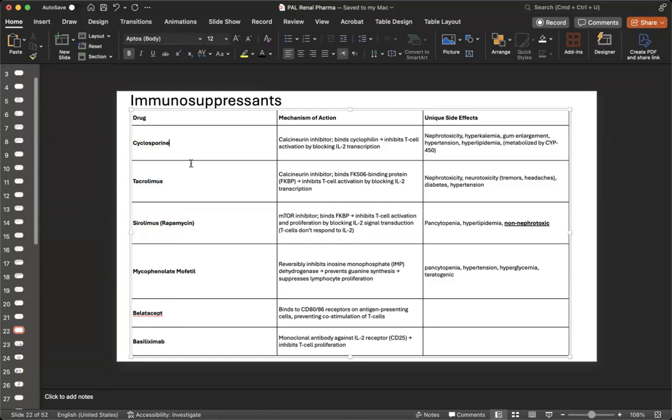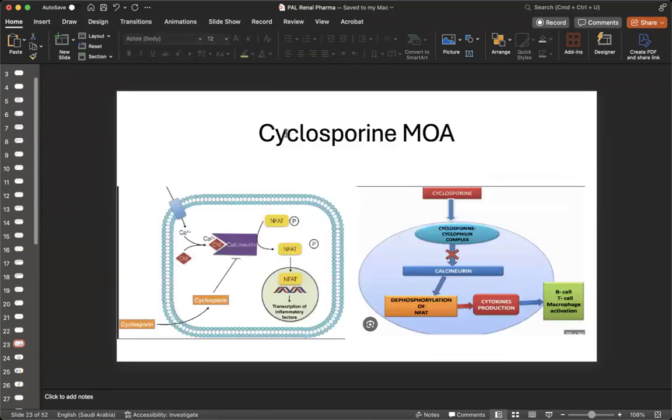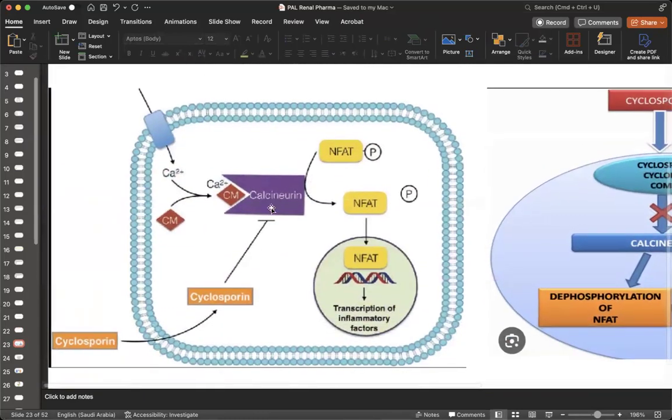Cyclosporin and tacrolimus are calcineurin inhibitors. Okay, what are calcineurin inhibitors? So this is cyclosporin. This here right here is calcineurin. You can see calcineurin right here.